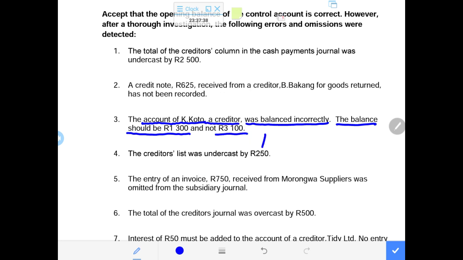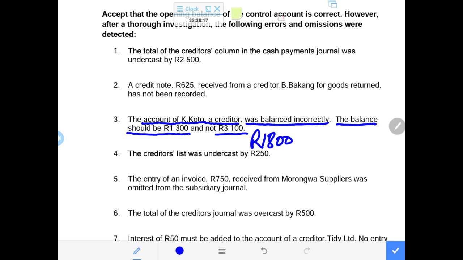That means 1,800 will be the amount that we are adjusting. Remember, they recorded 3.1, and this 3.1 was recorded on the correct side in the account of this customer, but it was not supposed to be 3.8, it was supposed to be 1,800. So now the difference, which is 1,800, will be recorded on the debit side, because remember, the balance of a creditor will be on the credit side.